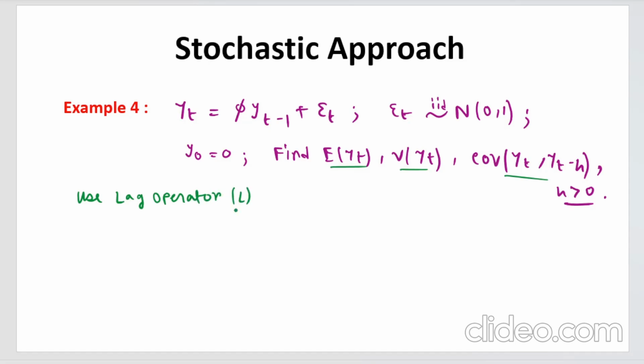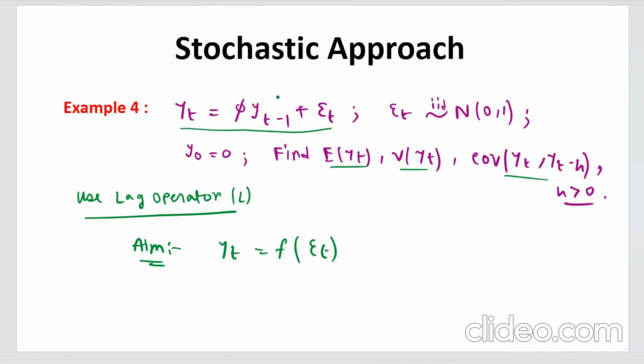Okay. So here we will use something called the lag operator, which is denoted as capital L. And what is our aim? Our aim will be to convert yt to a function of only epsilon t. Right now, yt is a function of yt minus 1 and epsilon t, but the aim of your converting is so that yt is a function of only epsilon t. You can write yt using a series of epsilon t. Now how will you do that? You will use the lag operator.